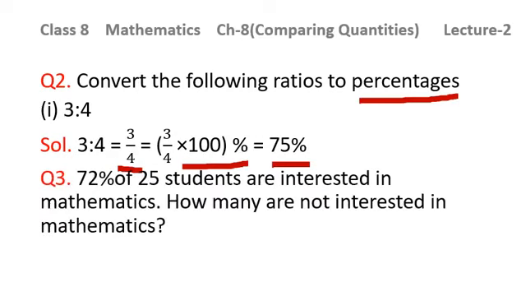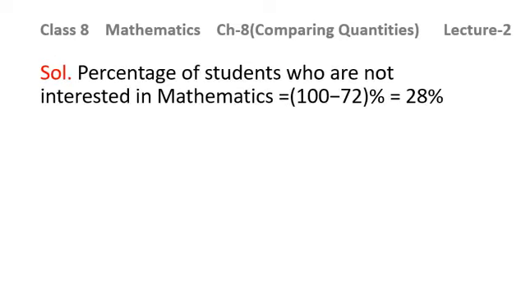Coming to question number 3. 72% of 25 students are interested in mathematics. How many are not interested in mathematics? Here, 72% of 25 students are interested in mathematics, and you are supposed to find out how many are not interested in mathematics. So let us see how we will proceed. Percentage of the students who are not interested in mathematics: first of all, what I have done here is 100 minus 72%. This is the percentage of the students who are not interested in mathematics.